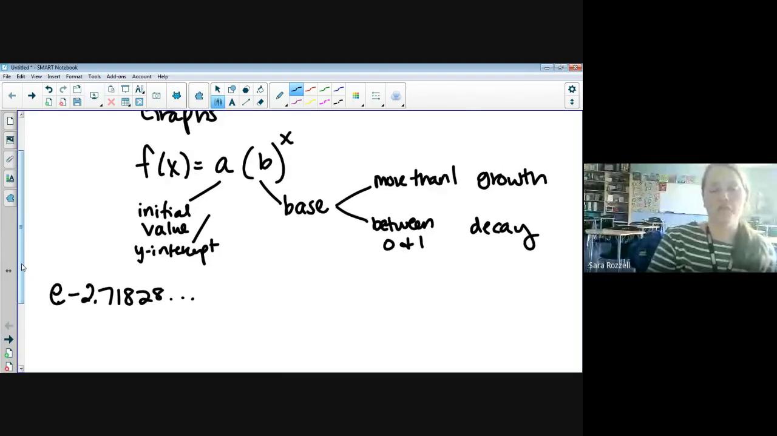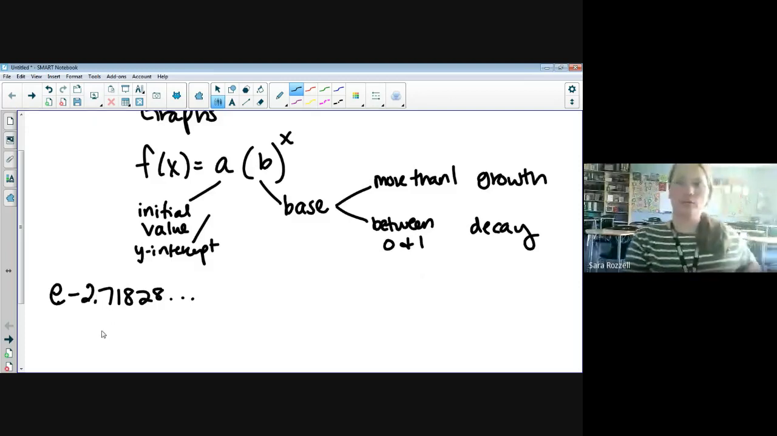Sometimes you see 1 over e, and in that case, that would be a decay because that would be 1 over 2.7, which is kind of like a half or a third.